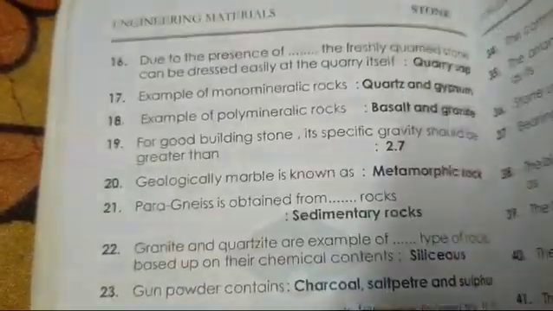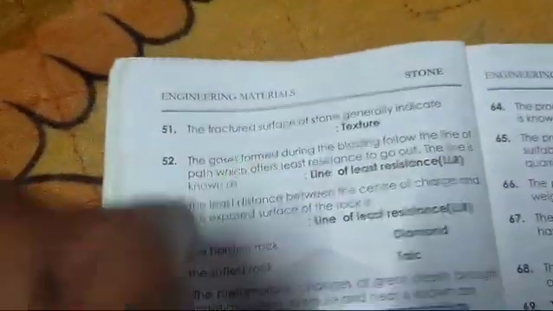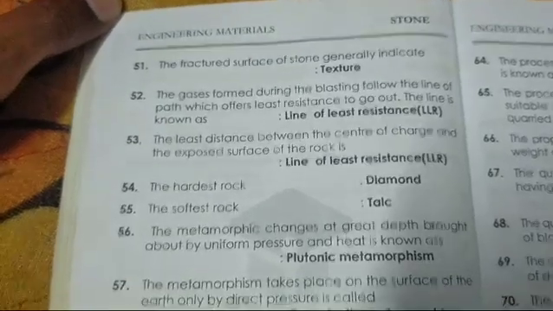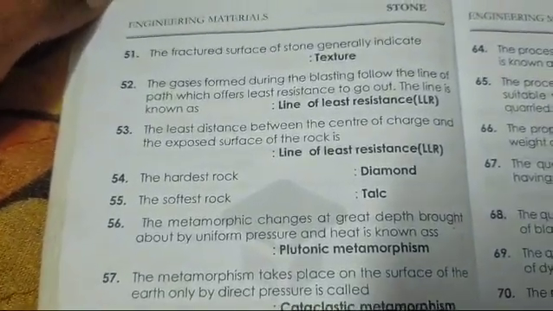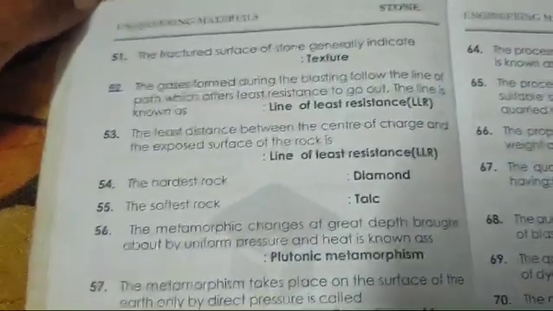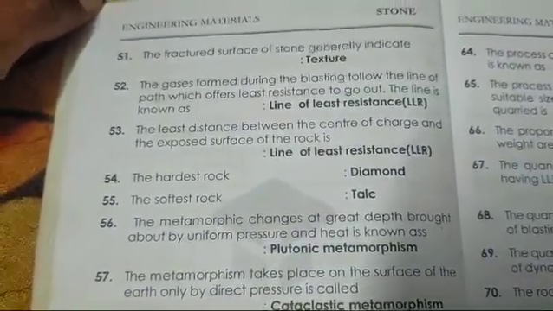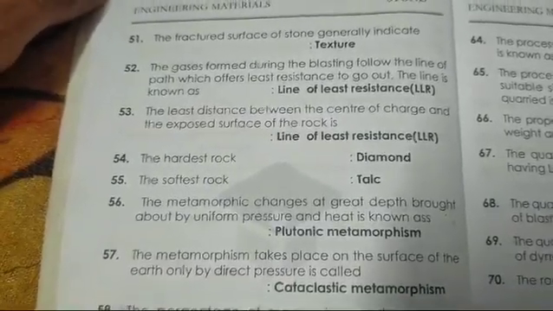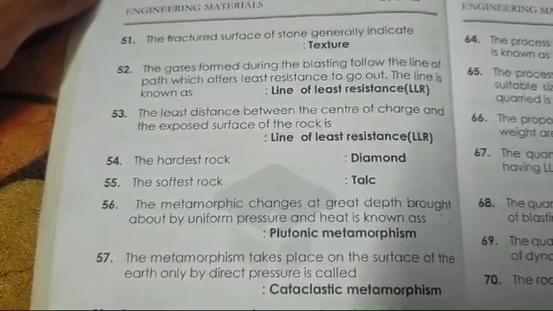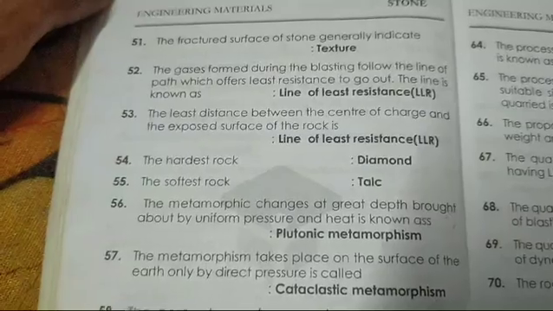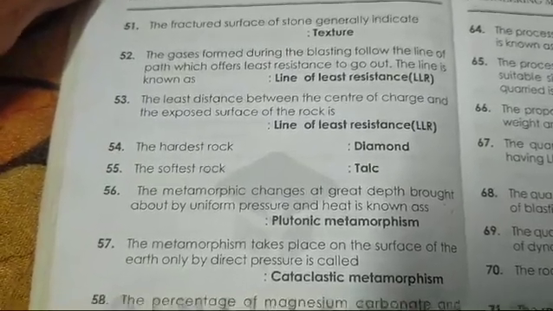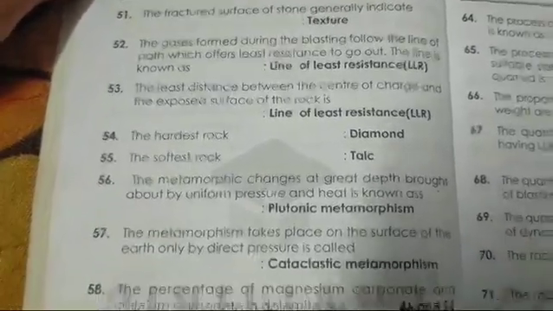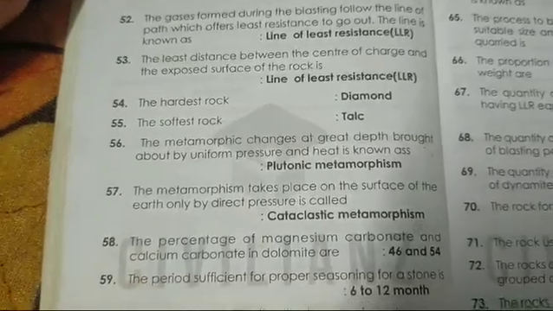The fractured surface of stone generally indicates texture. The gases formed during blasting follow the path which offers least resistance to go out. This line is known as the line of least resistance (LLR). The least distance between the center of charge and the exposed surface of the rock is the line of least resistance (LLR). The hardest rock is diamond, the softest rock is talc.